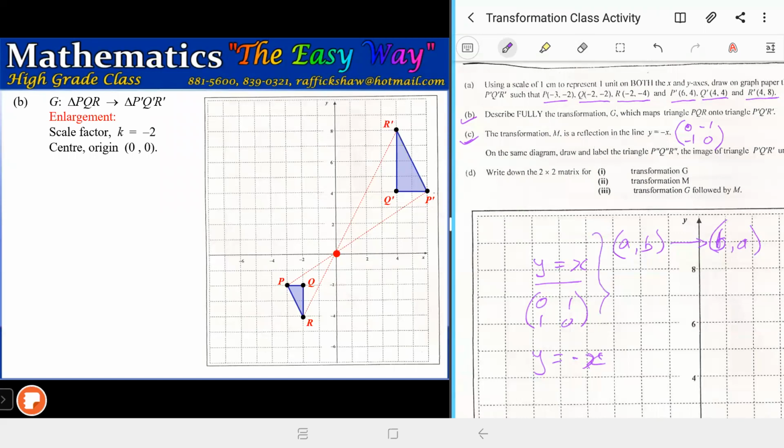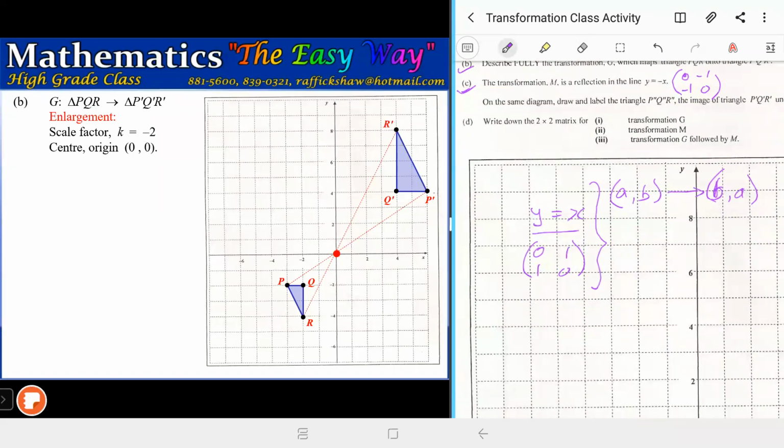Mute your mic, please. Mute your mic. Mute your mic. When we do the Y equals minus X now, the more things you know, the better.